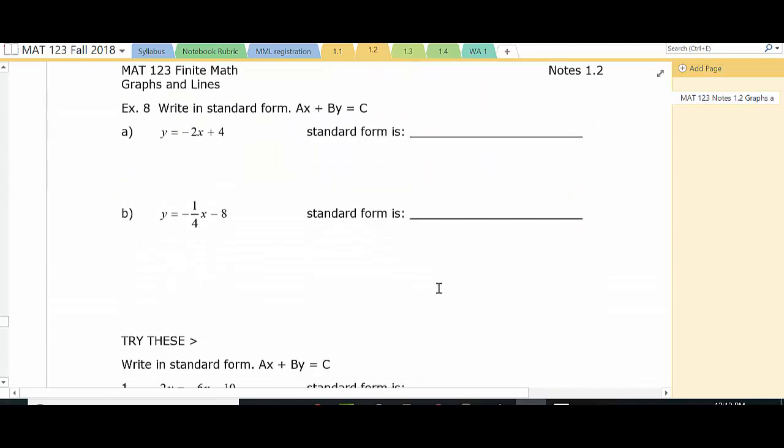Okay? All right, now let's go to the next thing. We're going to put stuff in standard form. So if we go to the next page, when I want you to put something in standard form, all it means is x's and y's on the left side, a number on the right side, and make a note to yourself that A has to be greater than 0. Okay, that needs to be a positive number. That's what we mean by standard form.